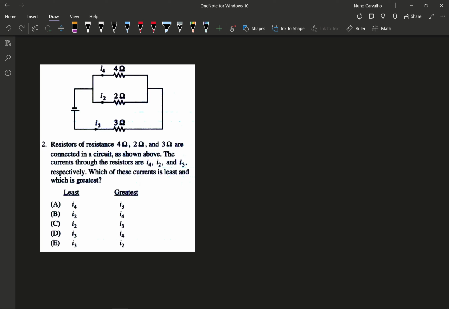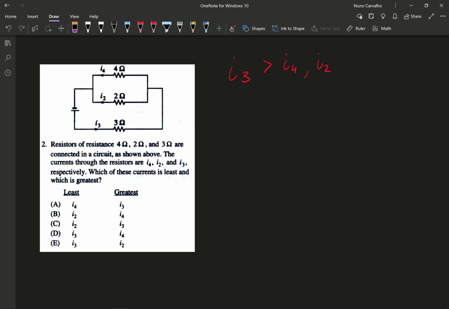So that is to say that if we have current I3 here going along and then it passes through here and it splits off into two, well, by definition, these cannot be bigger than I3. Okay, so we already know that I3 is going to be bigger than I4 and I2. And so then we're left to think about this portion here, and because there are two resistors in parallel, that means that they have the same voltage.